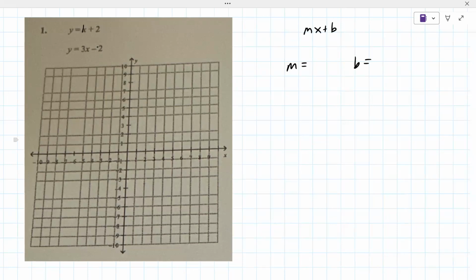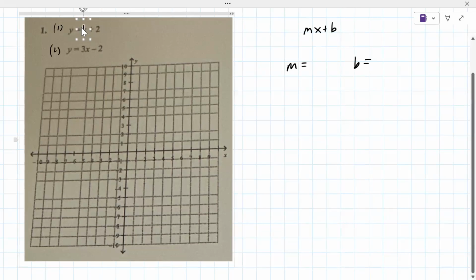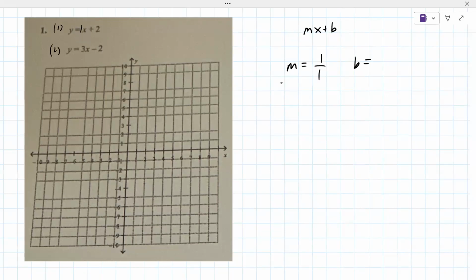That first equation, the b value of that first equation. The top one there. What's the slope? What's the number in front of x? M equals 1, or 1/1 if you want to do rise over run. What's the b value? 2.